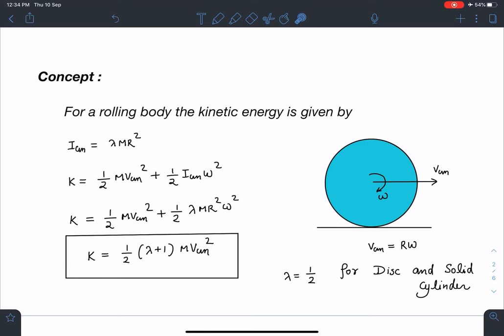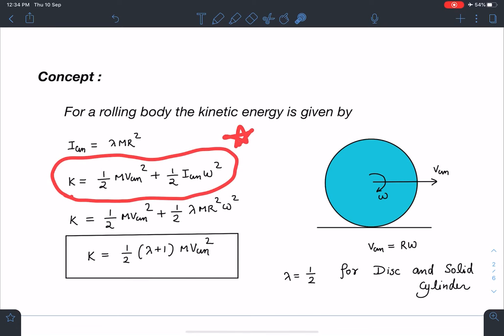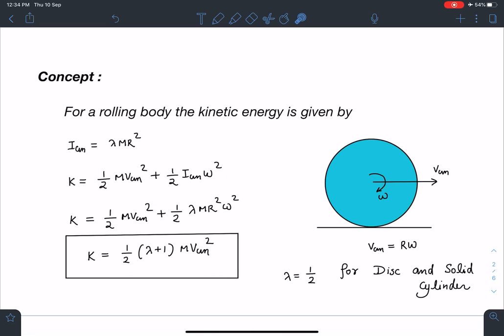Alright, so the total kinetic energy in combined motion we can write as half m VCM square plus half ICM omega square. If I substitute the value of ICM here and use V square equal to R square omega square, I am going to get this kinetic energy as half (lambda plus 1) m VCM square. So this is a very useful result, especially wherever VCM equals R omega holds. In that case, it can save some time in calculation. Directly we can use it.